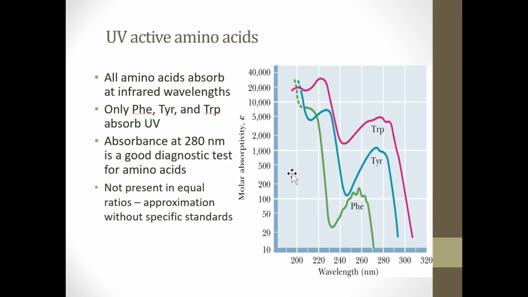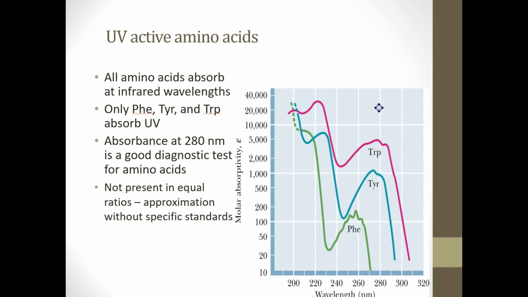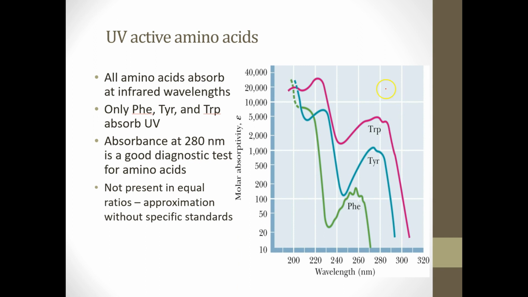Transitioning into some of the spectroscopic properties of amino acids. All amino acids do have absorption in the IR. However, only the ones with conjugated systems, phenylalanine, tyrosine, and tryptophan, absorb in the UV. And we typically analyze concentrations of amino acids, because of fairly regular distributions of these, dragging things all over the place, at about 280 nanometers.